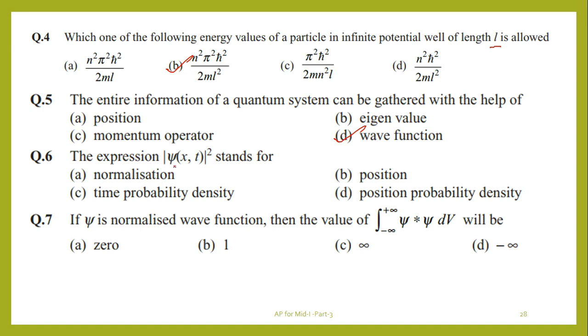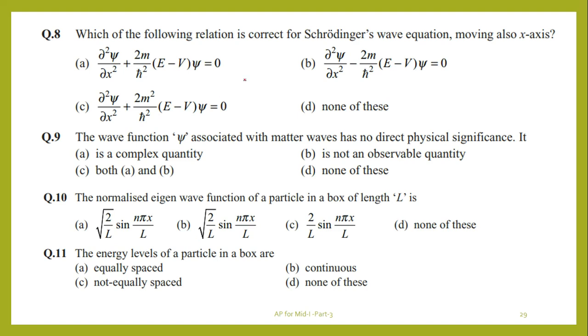The expression modulus psi of x comma t whole square stands for the positional probability density. Then if psi is a normalized wave function, then the integral from minus infinity to plus infinity of psi star psi dv will be 1. That's the normalizing condition. Then which of the following relations is correct for the Schrodinger wave equation moving along the x direction? So dou square psi by dou x square plus 2m by h cut square into E minus V into psi.